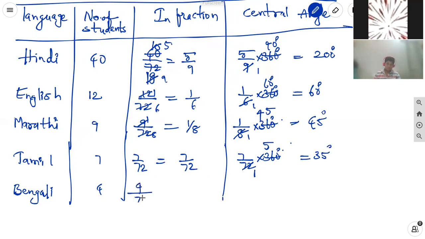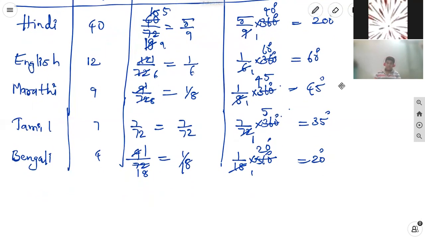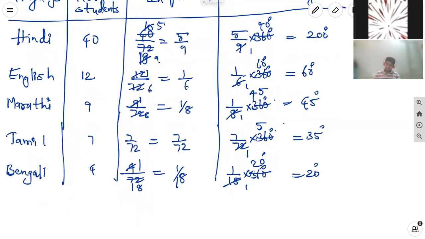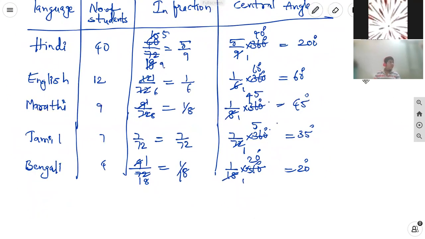Bengali 4 by 72. 4 ones are 4, 4 eighteens are 72. It's 1 by 18. 1 by 18 into 360 degrees. 18 ones are 18, 18 twos are 36. That is 20 degrees. 200 degrees, 60 degrees, 45 degrees, 35 degrees, 20 degrees. Just add it: 260, 305, 340, 360. It's clear. 360 degrees. Now we can draw the pie chart with this table.